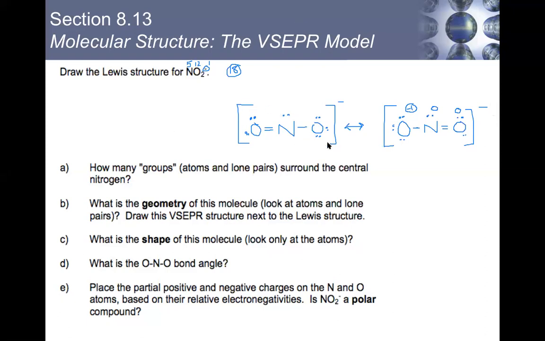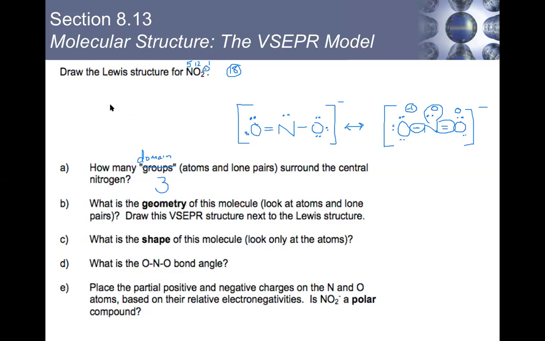Real basic stuff. So I'm going to change this word. I don't like this word groups. I like domains. I don't want to use some crappy fake word. So how many domains surround the central nitrogen here? 1, 2, 3. Do we all agree with that? Yeah. Again, 1, 2, 3. So there are 3 domains.